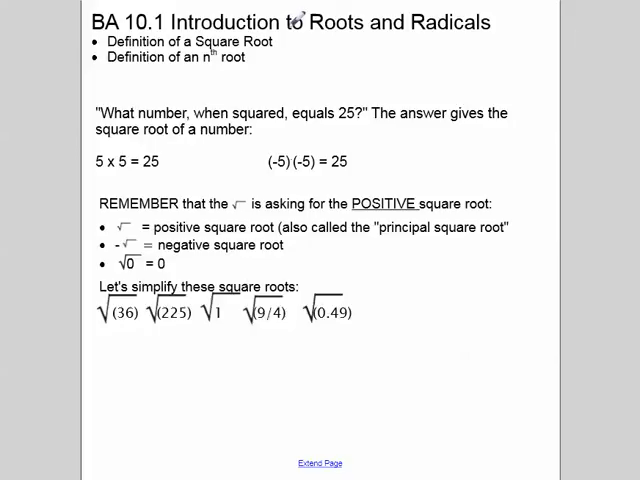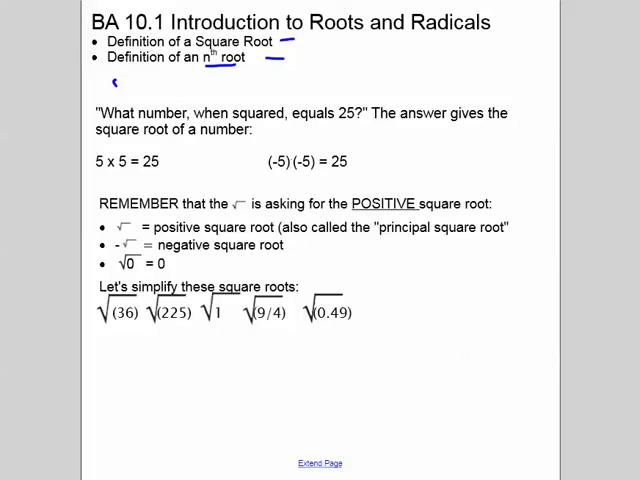And we're going to talk about a couple different things. The definition of a square root and maybe an nth root. The nth root is just one more step beyond, but if we talk about the square root, we can generalize to the nth root as well. So in general, what is a square root?